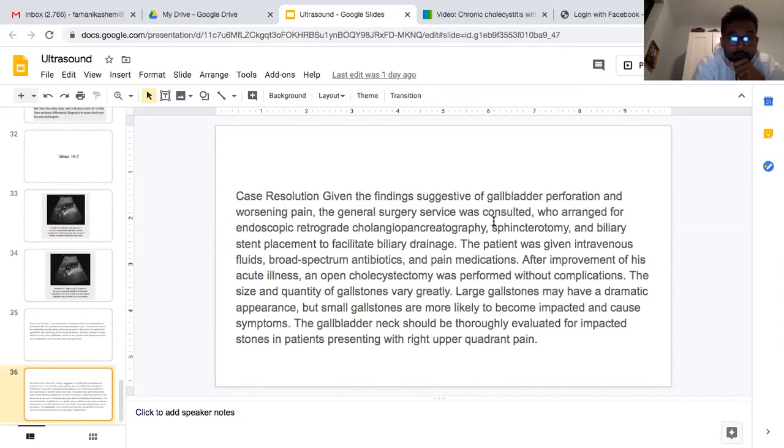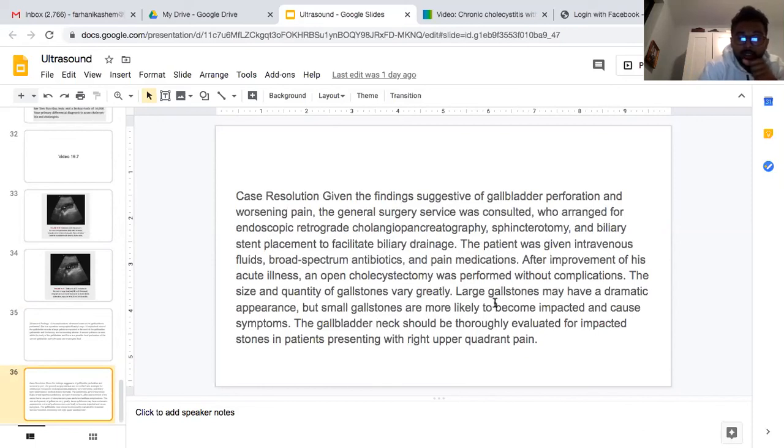Because it's perforated, obviously she's going to need surgery, but they're not going to do surgery right away because it's perforated and she has leukocytosis. So they gave her antibiotics and pain medication after she improved from the acute illness. You can't do surgery if she's in the middle of an infection. So later on, they did a surgery pretty much.